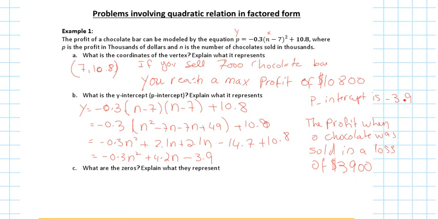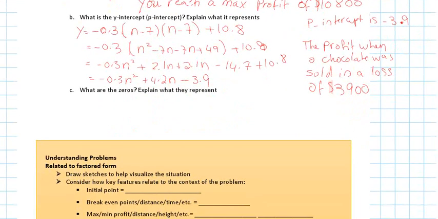Now, the next part of the question is asking you what are the zeros? Explain what they represent. So what form do I need to put it in to find? I need to put it in factored form. Okay, to put it in factored form, what's the first thing I need to do? Yeah, common factor, right? So my common factor, if you look here, try dividing each term by negative 0.3 or by 0.3. You should be getting a whole number if you do that, okay?